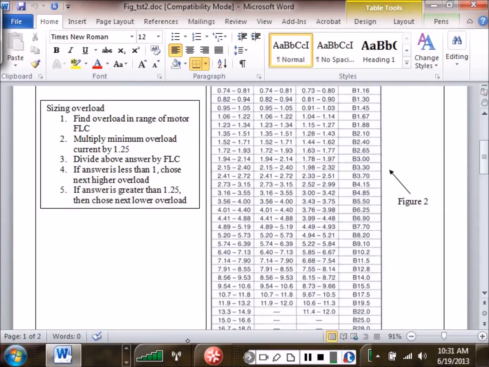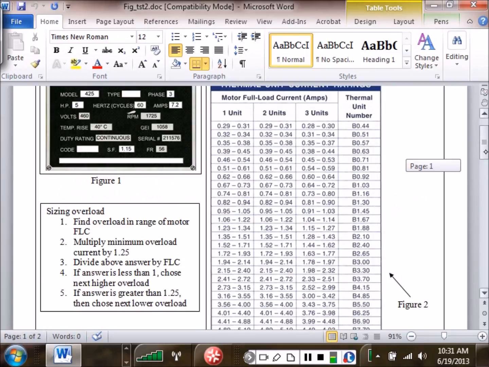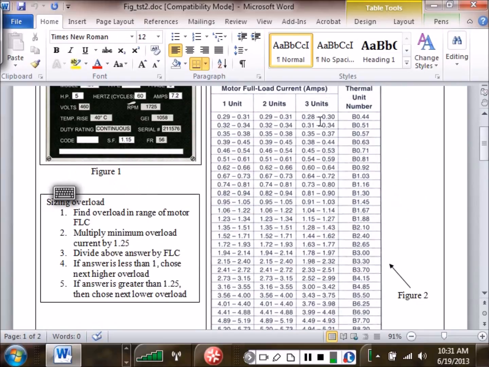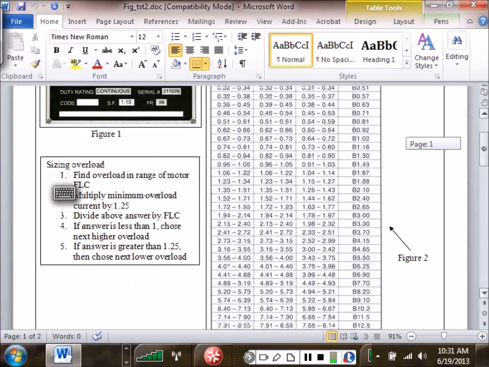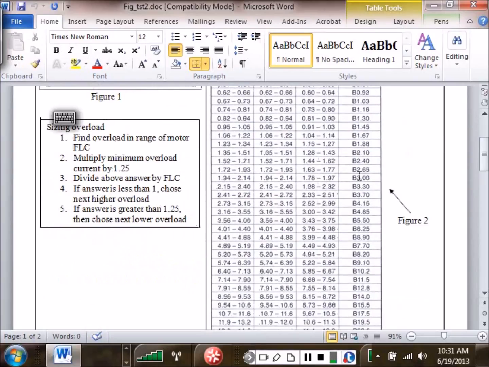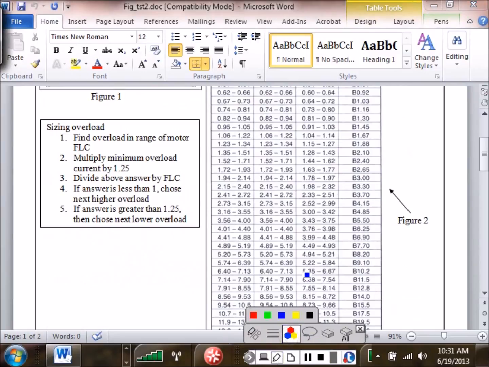So what did I give y'all? 3 amps, 3-phase. So what I do is I come over and look at the 3-phase because I'm going to require 3 units, and I'm dropping down to what? I'm finding where 3 amps falls within that range. And here it is right here.